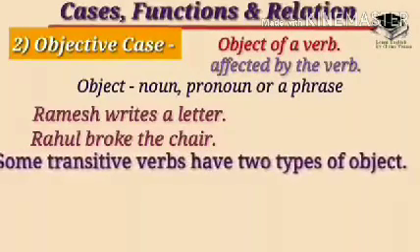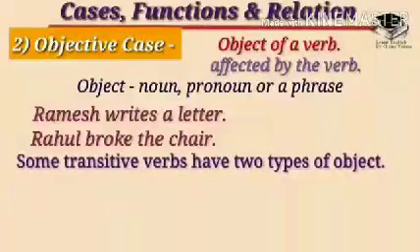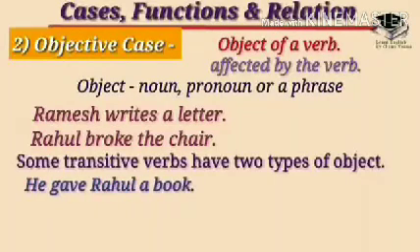Some transitive verbs have two types of object. As you know, verbs are three types: transitive, intransitive, and auxiliary. And transitive are those having subject, verb, and object. He gave Rahul a book. Here Rahul and a book, both are objects.